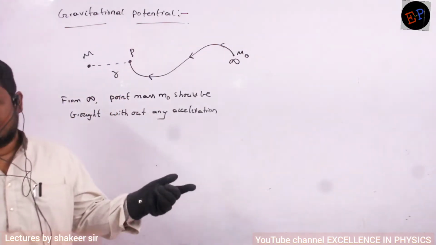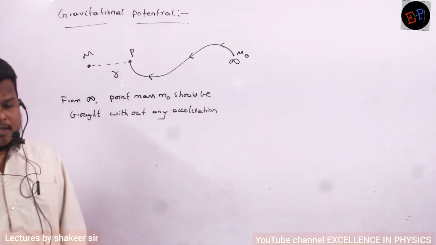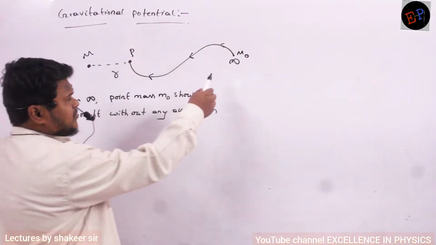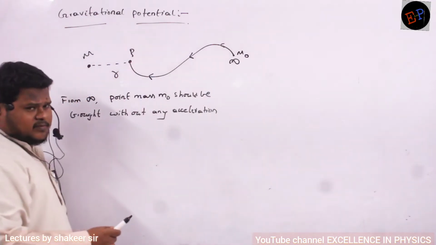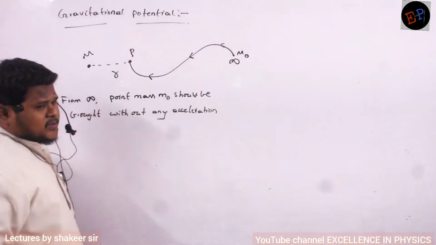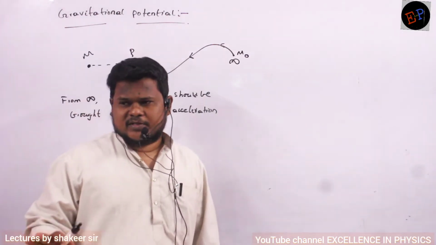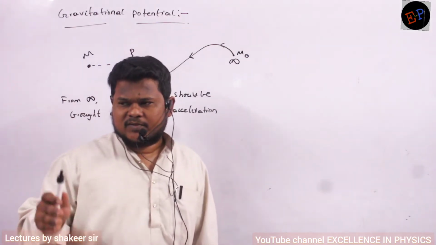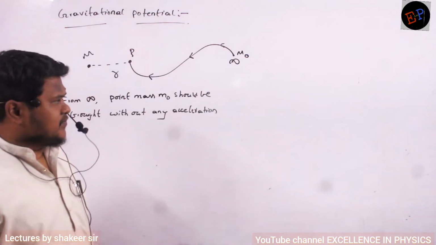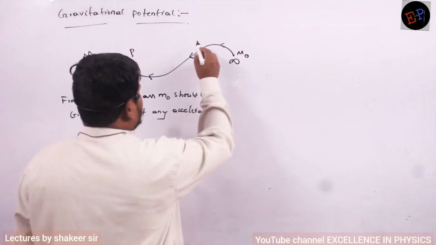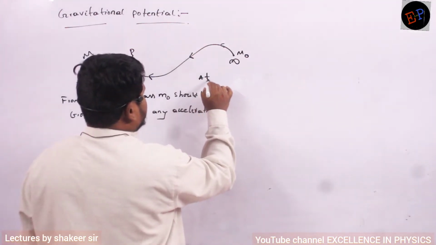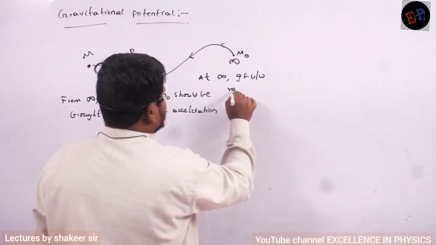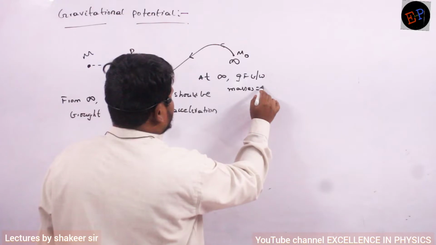These are not charges, they are masses. See, infinity means that position where the gravitational force between them is 0. That is called the infinite position. There is no gravitational force between the masses. That position is called infinity. So at infinity, the gravitational force between the masses is equal to 0.